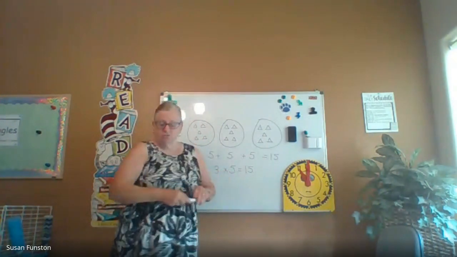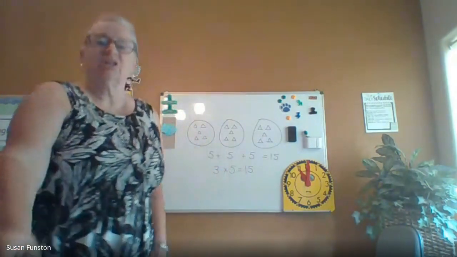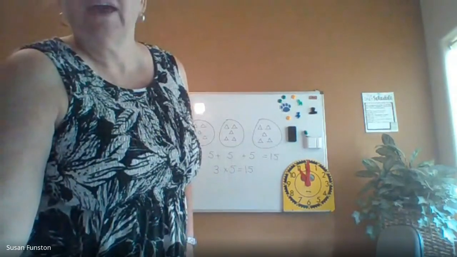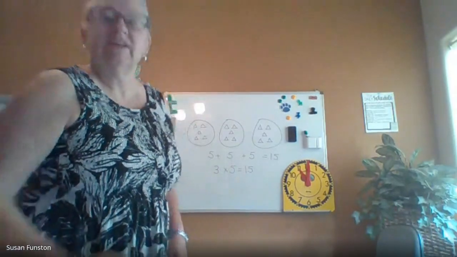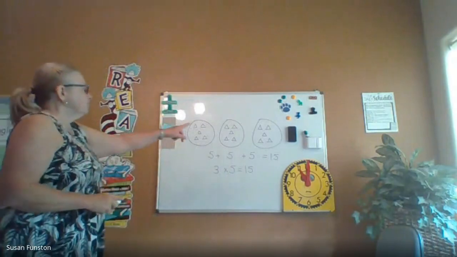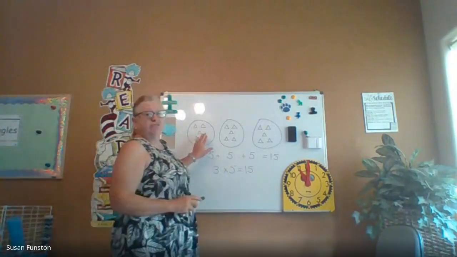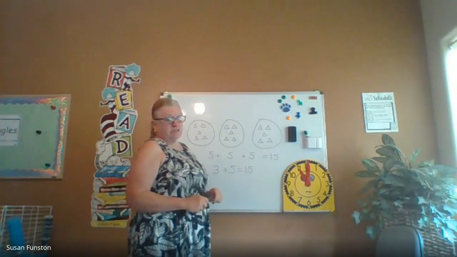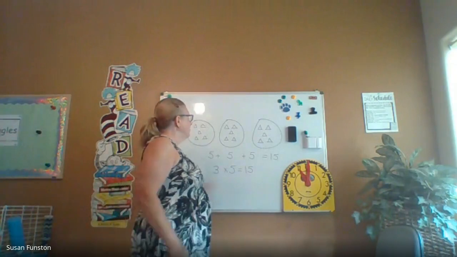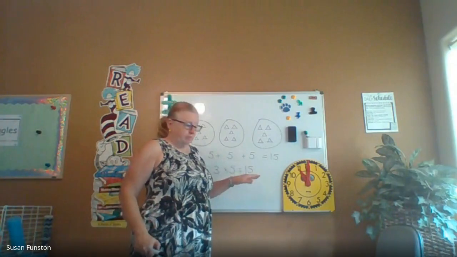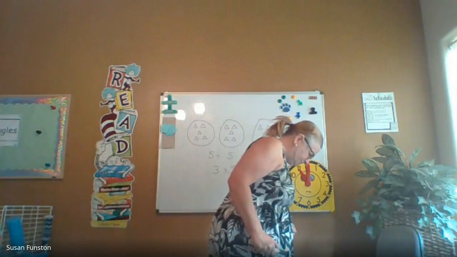So this is just reminding us that multiplication is just a quick way of doing repeated addition. As long as our groups are equal, if one of my groups had 4, then I wouldn't be able to use multiplication. I would just have to add 5 plus 5 plus 4 because my groups have to be equal.